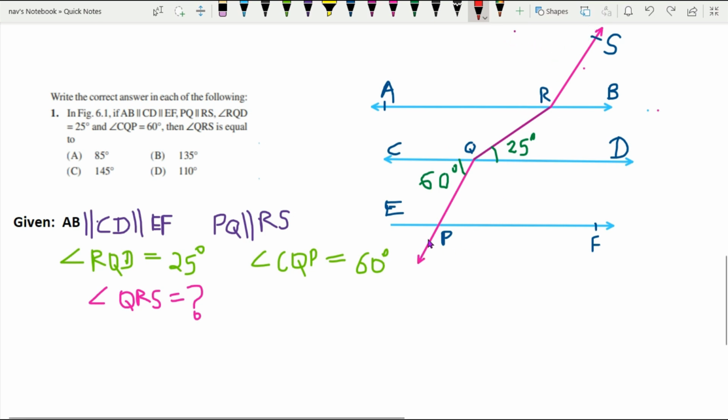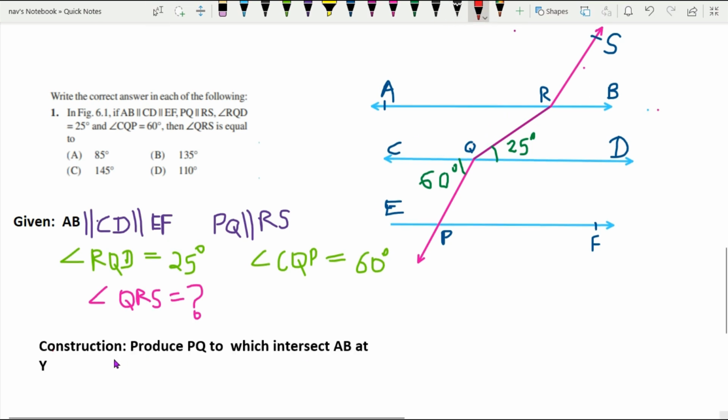You can see that this bigger line is not straight. It is jagged from these two points. So we have to use the parallel lines concepts to find this angle QRS. Above this angle QRS, there are no parallel lines. So we are going to construct a line above this angle QRS.